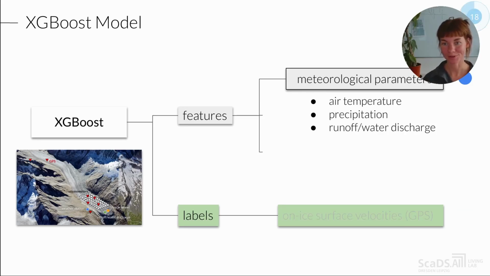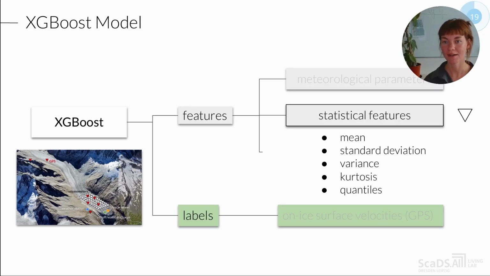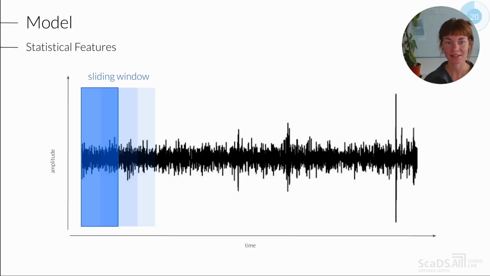I will guide you through this briefly. So as meteorological parameters, we use the air temperature, the precipitation, and also the runoff and the water discharge. Statistical features here, we calculate the standard statistics from our time series using a sliding window approach, like the mean, the standard deviation, variance, kurtosis, and different quantiles. And here's how we do this.